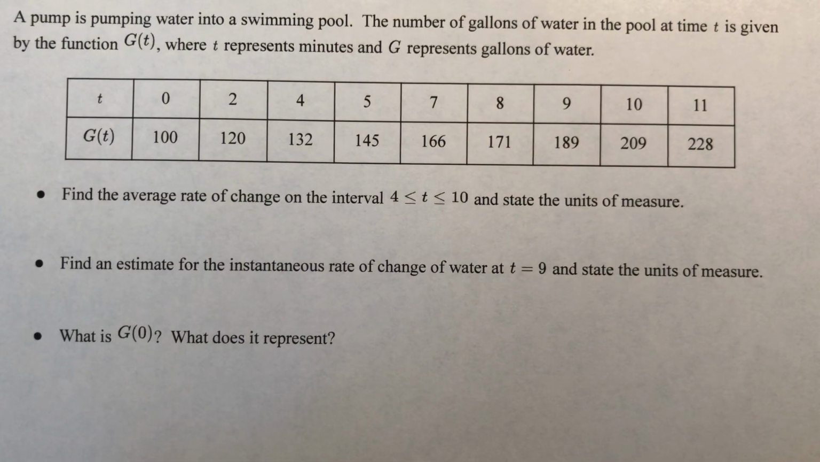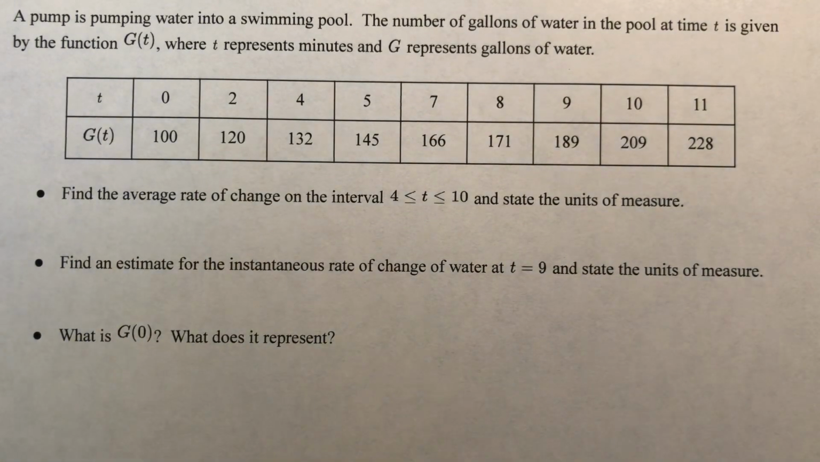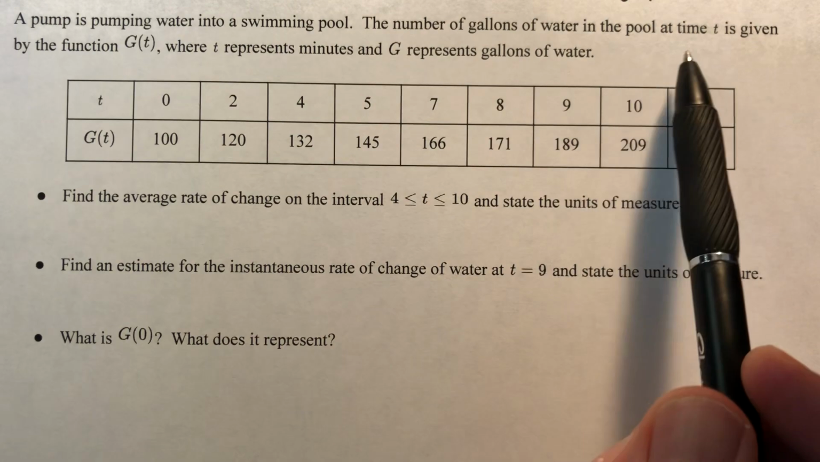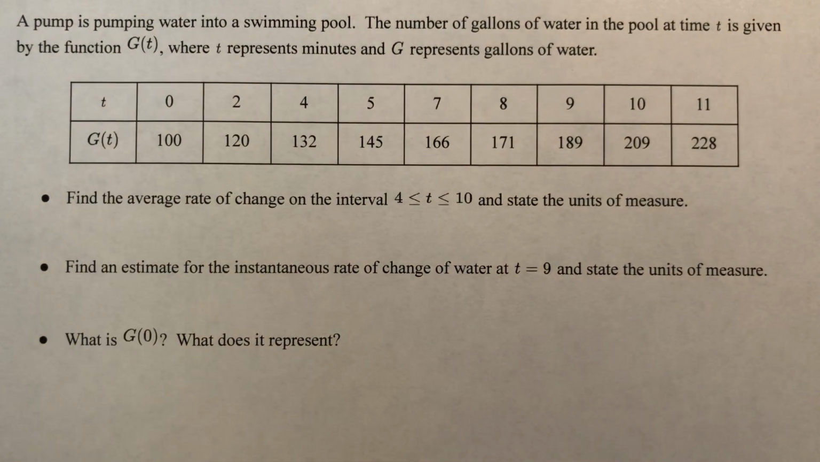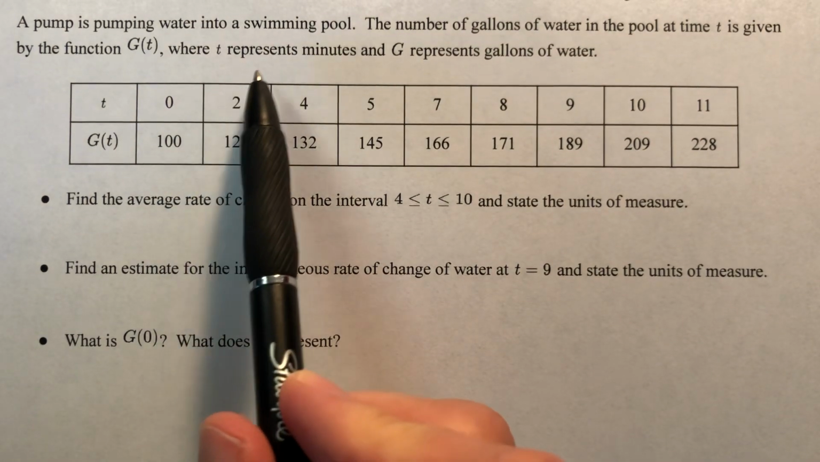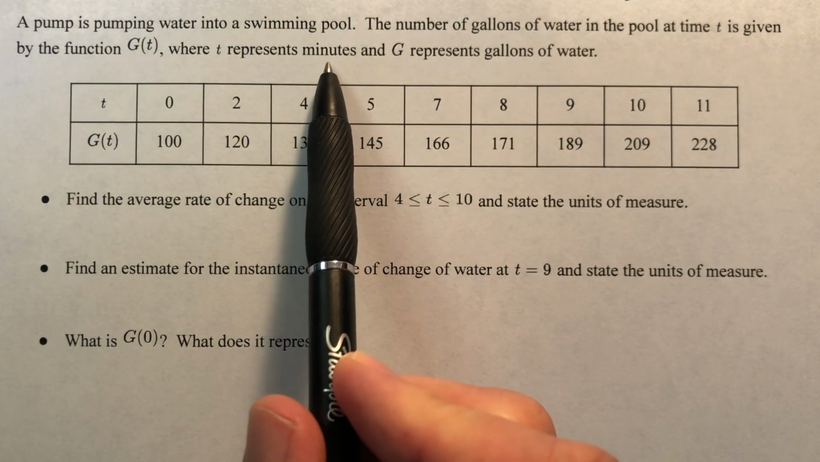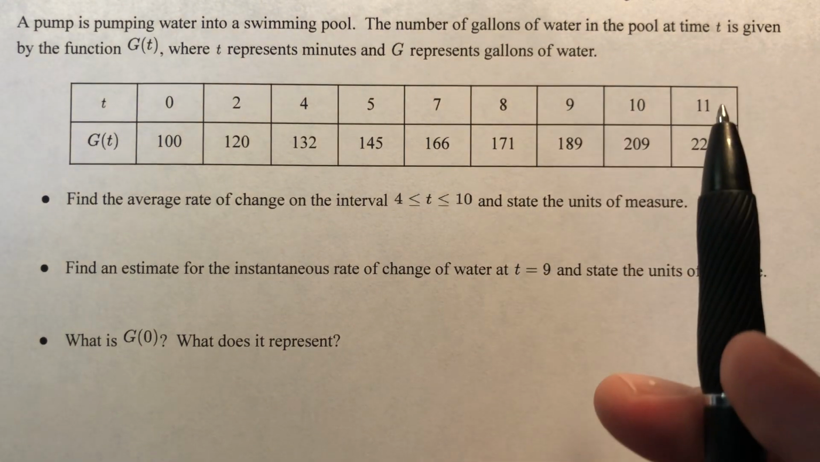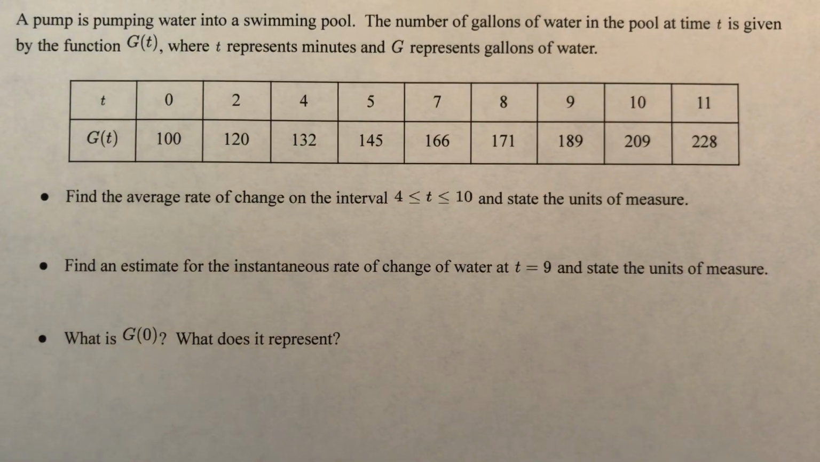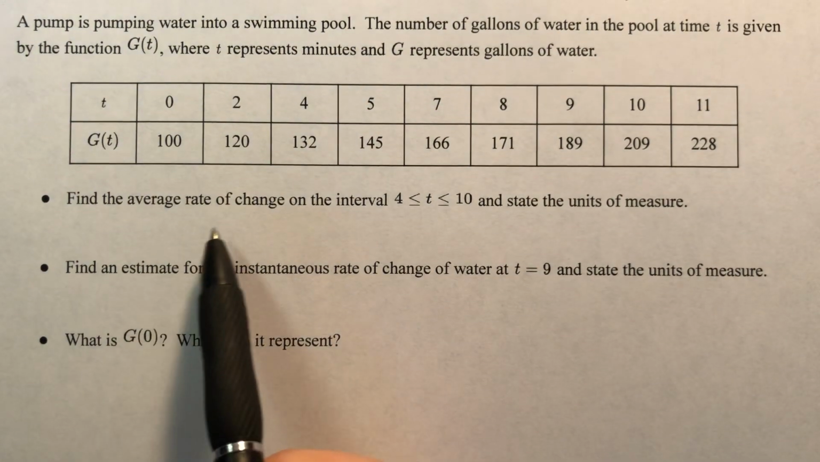A pump is pumping, because that's what pumps do. Pumping water into a swimming pool. The number of gallons of water in the pool at some time t is given by the function g of t. Okay, now we're getting into a situation where we need to start understanding what the units are. So let's see. Time is represented in minutes, and g represents gallons of water. Makes sense. Okay, g, gallons. Got it.